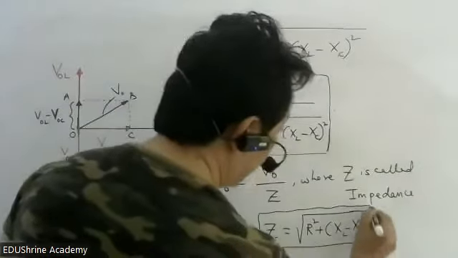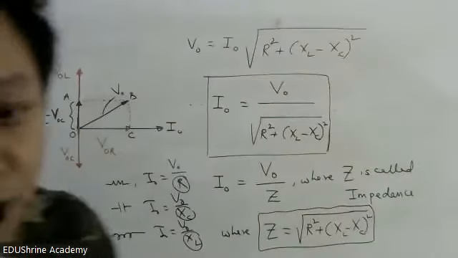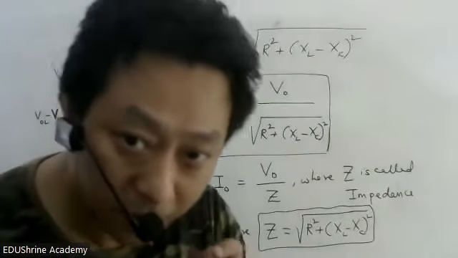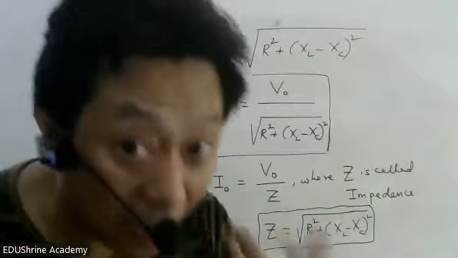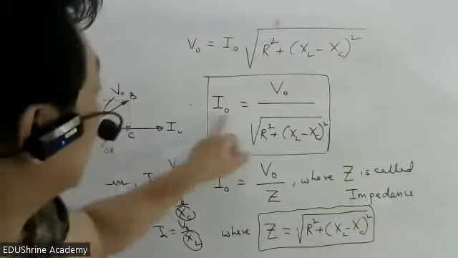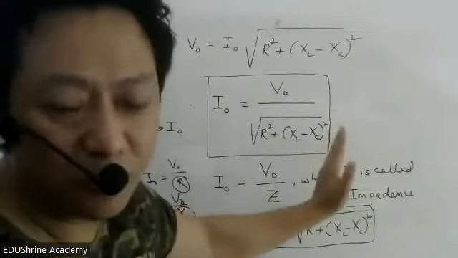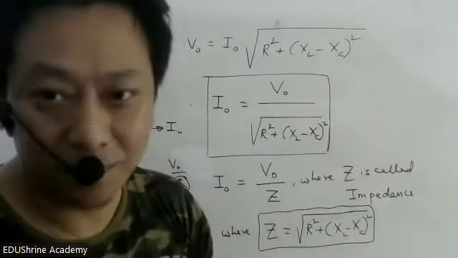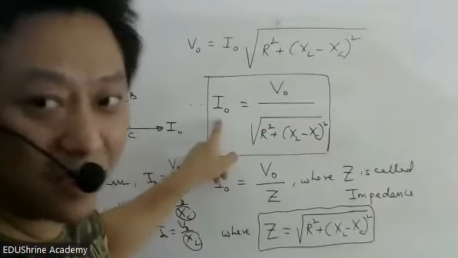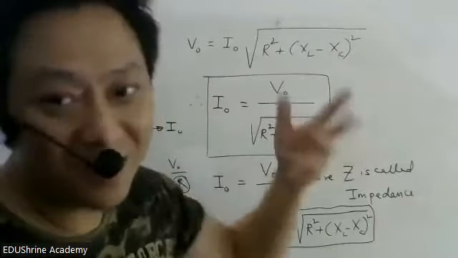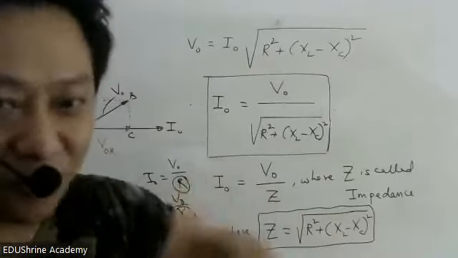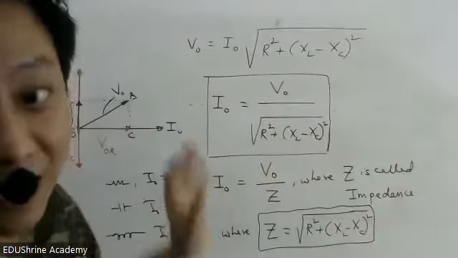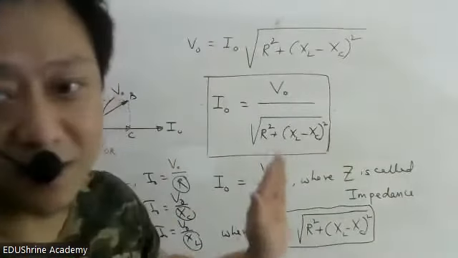So in the exam, they may ask you to derive the formula for impedance, or the formula for peak current, or they may ask you RMS current. RMS current is easy. Divide left hand side and right hand side by root 2. So I naught by root 2 will be IRMS, and V naught by root 2 will be VRMS. That I will show you later. But if they ask you to derive the impedance of an LCR AC circuit, this is the derivation.